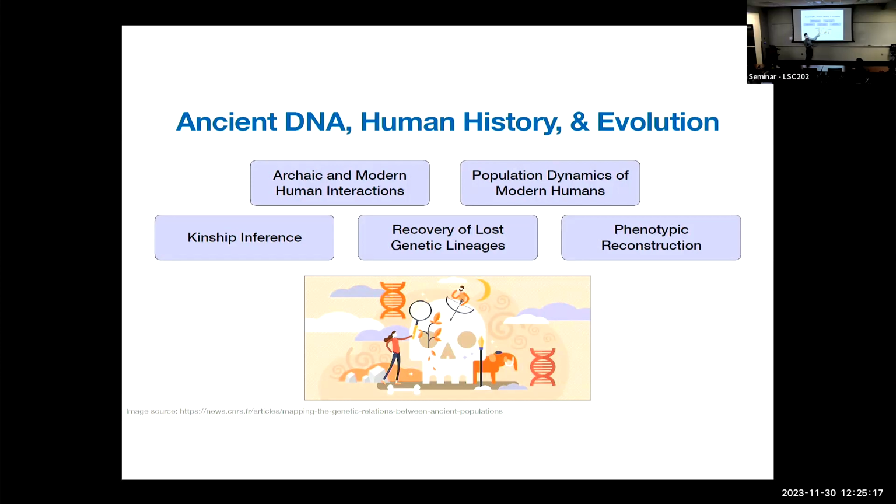Recovery of lost genetic lineages. I like to put that here also, not just for those who study humans, but also people that study extinct species, for example. This is really interesting. And phenotypic reconstruction: people have used DNA to see what the color of the skin or the eye of some individuals was. And then it evolved a little bit to things that are more complex, which I'm going to be talking about later. But ancient DNA has helped us a lot to understand our history and our evolution.